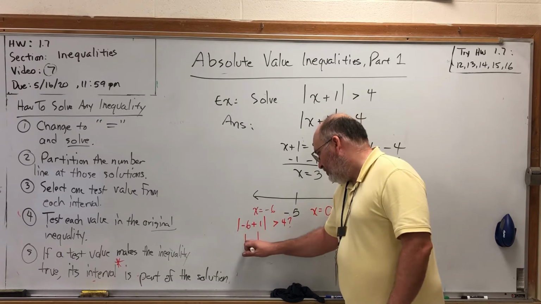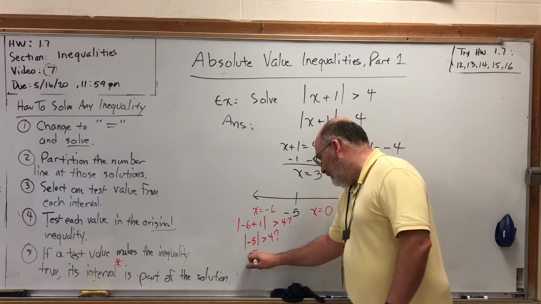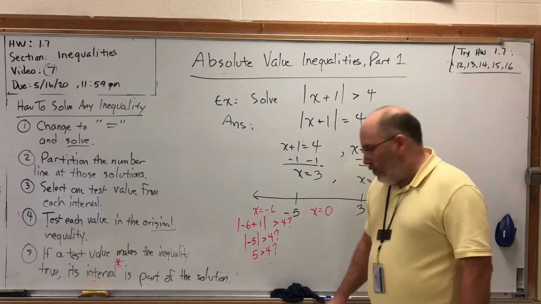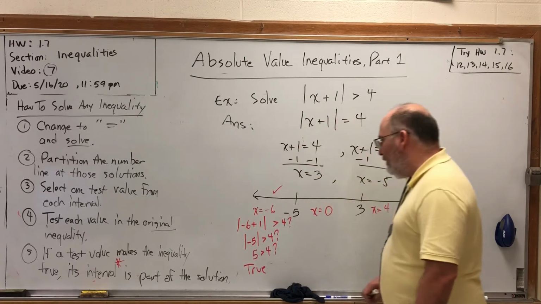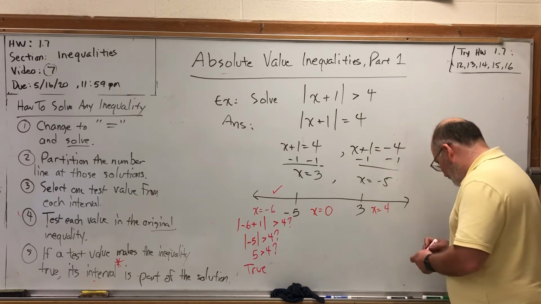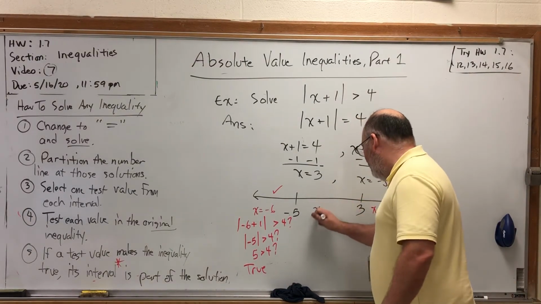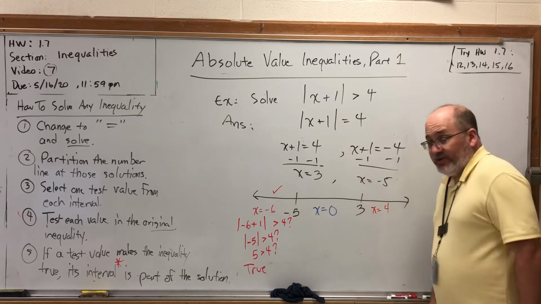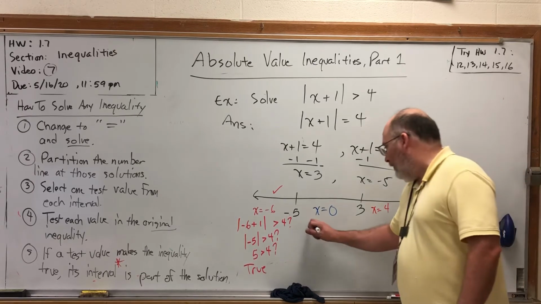Negative 6 plus 1 is negative 5. The absolute value of negative 5 is 5. So is 5 greater than 4? Yes, that is true. I like that interval. It will be part of my solution. Let me shift colors. And that's just for readability, unless you're colorblind, in which case, my apologies for shifting colors because it didn't matter. So let's test x equals 0 in the original inequality.